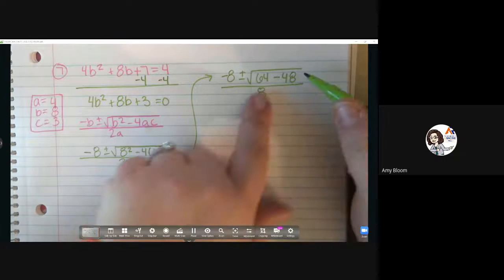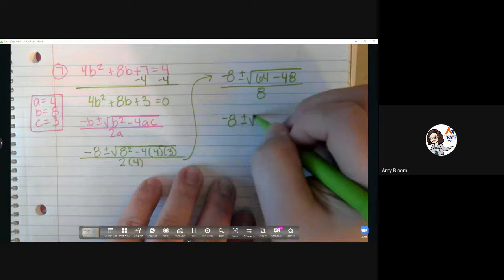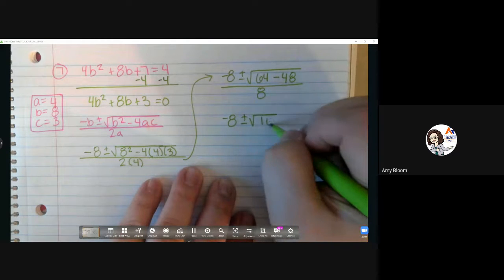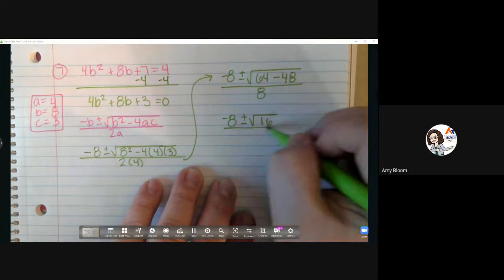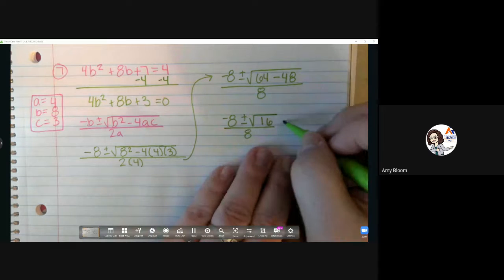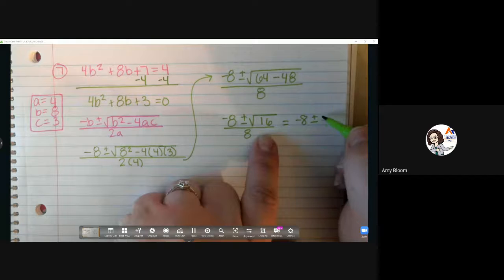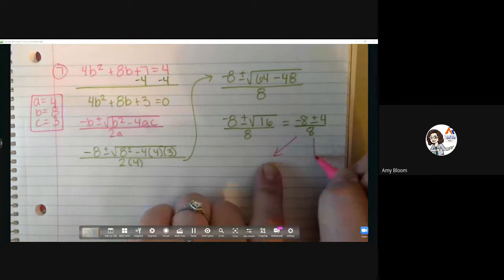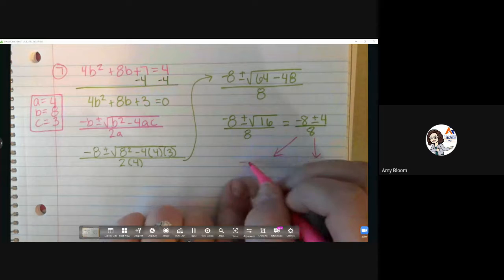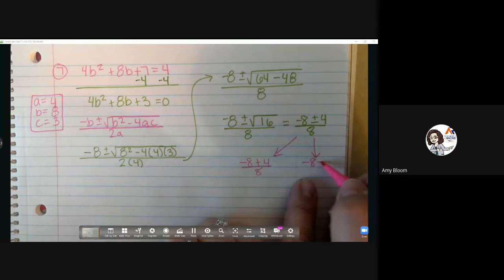All right, now we simplify what's under the radical. So negative 8 plus or minus the square root of 16. And all I did was 64 minus 48, got my 16, which I'm going to then divide by 8. Now we know that the square root of 16 is 4. This is where you separate it into 2 different problems. One where we add the 4, and one where we subtract the 4.